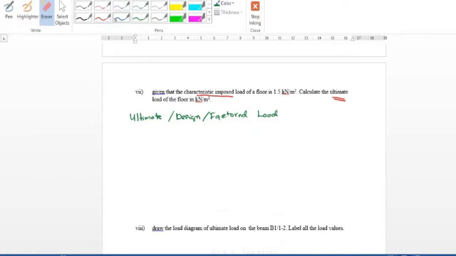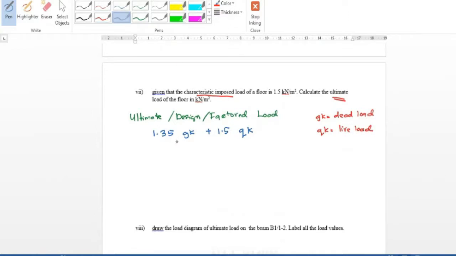Okay, so from that, guys, we have 1.35 GK plus 1.5 QK. So what is GK, guys? GK is dead load. QK is live load or imposed load.